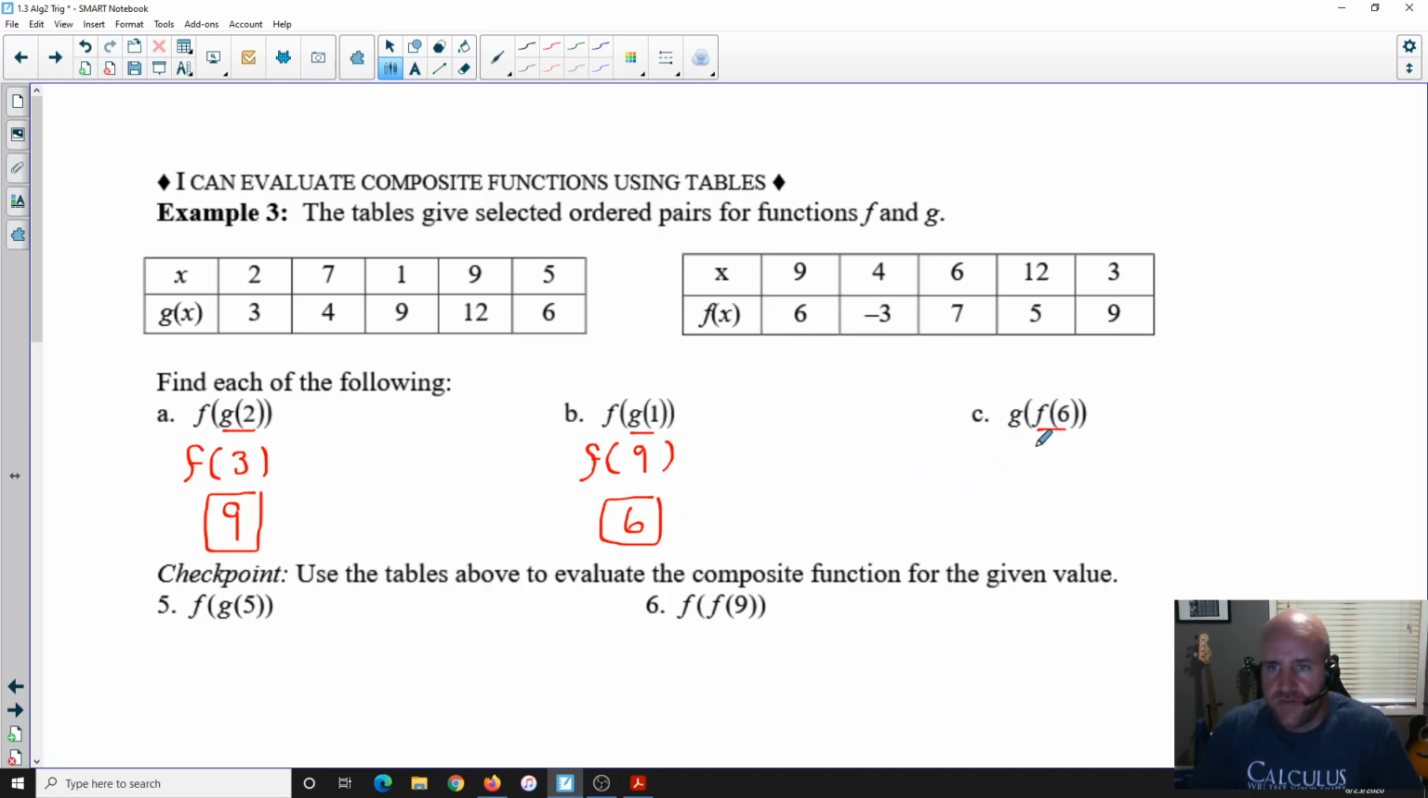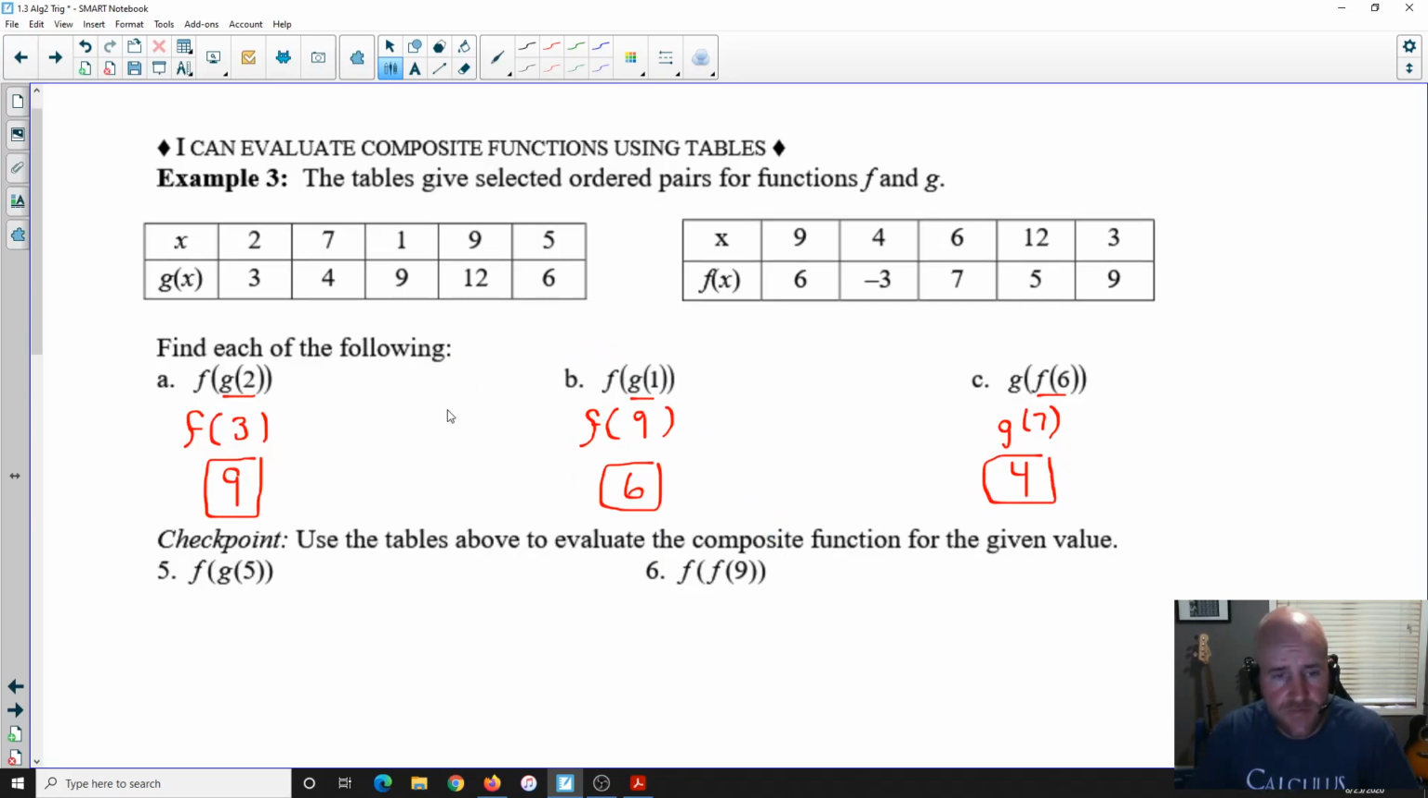F of 6. So f over here, x is 6, and then the y value is 7. So we're going to evaluate g of 7. The g table is over here. Look for 7. What is the output? That is a 4. All right, go ahead and pause and try these.